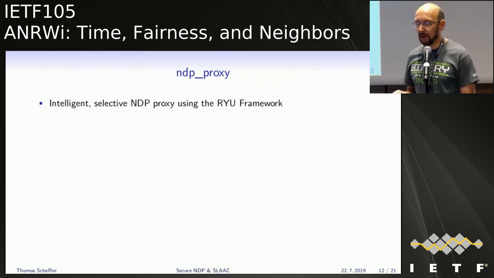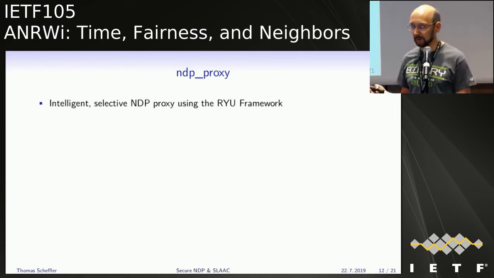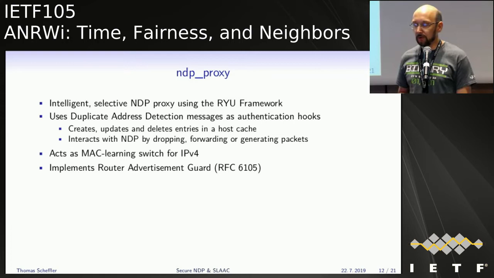So we built an NDP proxy, or an intelligent selective proxy. It's not indiscriminately proxying messages. It only does this if a certain data model is met. We implemented this in the Ryu framework in Python. What we do is monitor the network, and whenever we see a duplicate address detection message, we take this as the authentication hook for our data model. This generates a host cache entry in our controller, which allows us to distinguish between what we should forward or drop on our network.